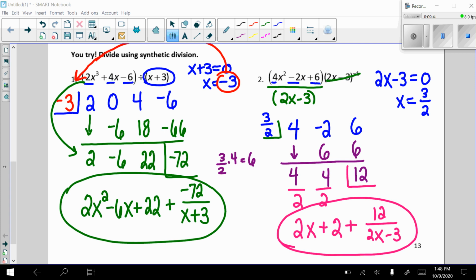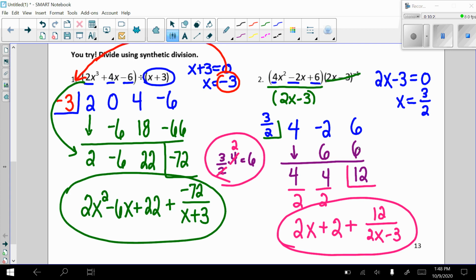Okay, so let's see how you did. So we're going to automatically bring down our 4, and then we're multiplying 4 by 3 over 2. So you can just multiply straight across. 3 times 4 is 12 divided by 2 is 6. Or you could have done a little reducing ahead of time, which I always like, and you wind up with 3 times 2 is 6. When we add down, we get negative 2 plus 6 is 4 again, so it's really the same math.